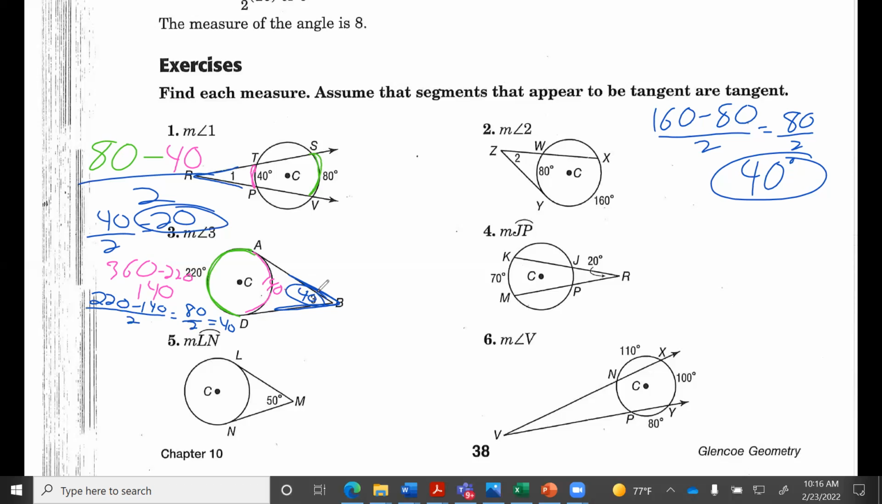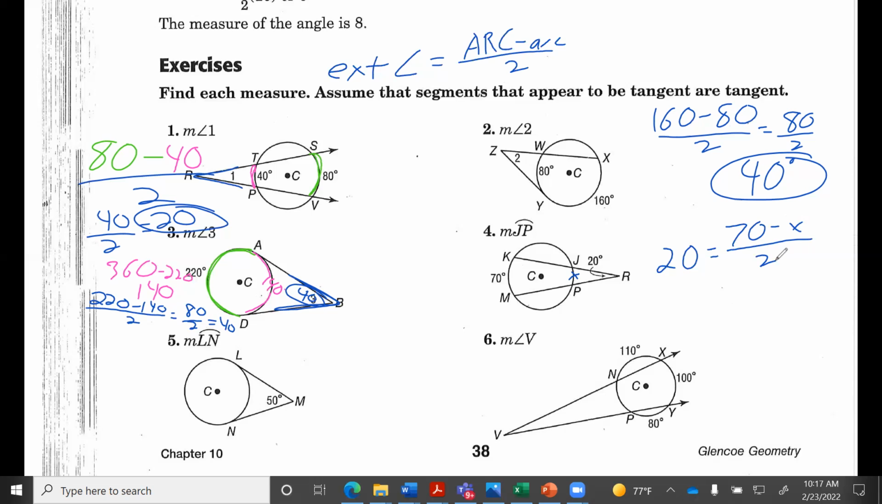Over there, number 4. Again, a little bit different. What we're missing this time, what they want us to find, is the arc. So, again, we wrote it as an equation earlier, right? It was exterior angle is equal to the big arc minus the little arc divided by 2. So we're plugging in this time. We have 20 is the angle measure. The big arc we know. We don't know the little arc. And it's over 2.